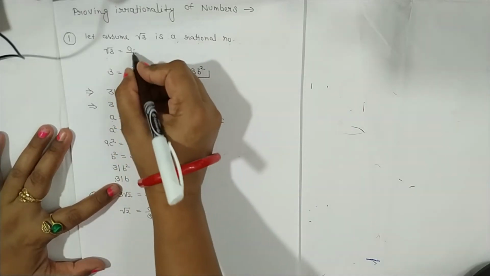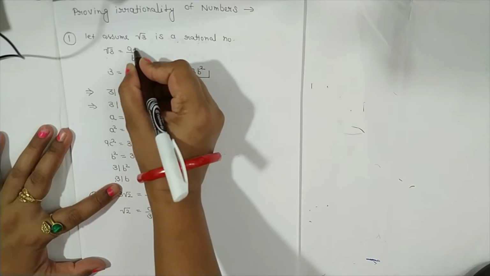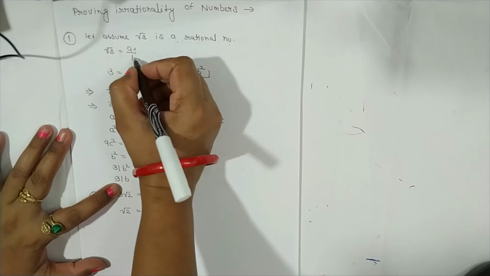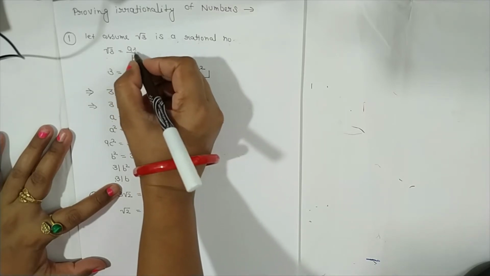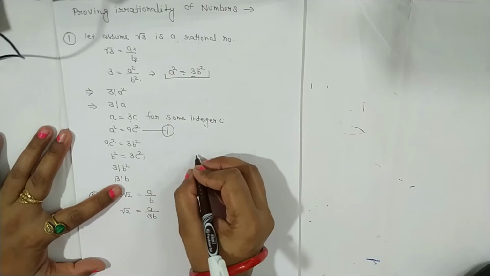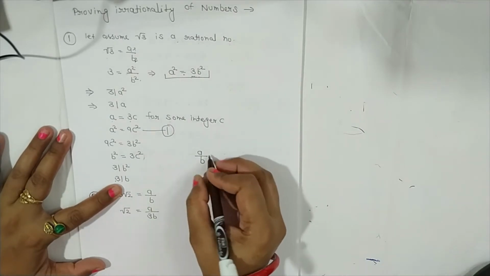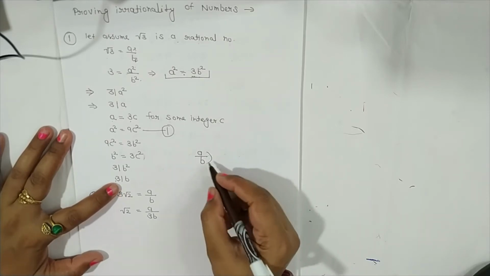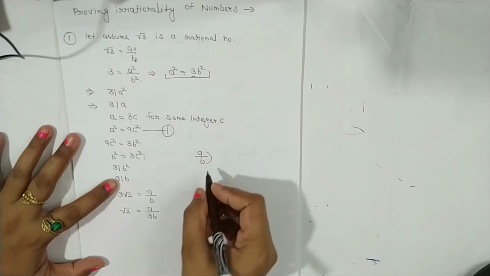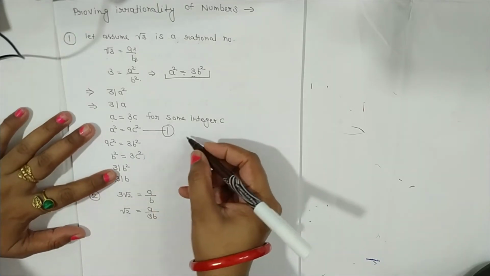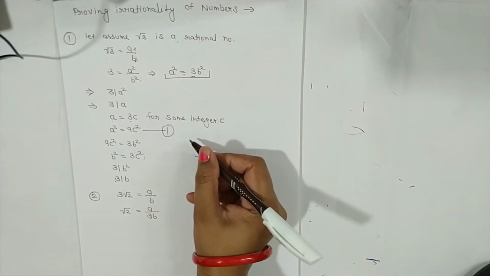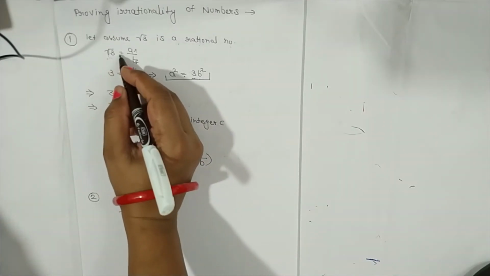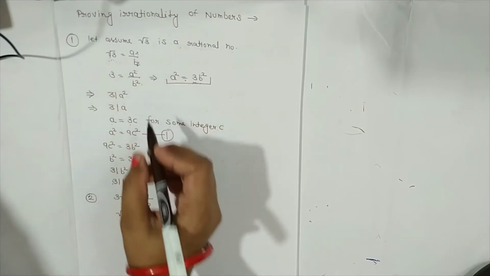But here, what is the rational number condition? It will not be divisible by any number except 1, it means the common factor will be 1. But here a upon b has a common factor of 3, because both are divisible by 3. So our assumption is wrong, and we can say that root 3 is an irrational number. Similarly, you can prove that for root 5.